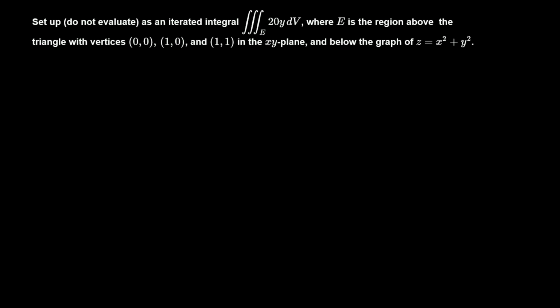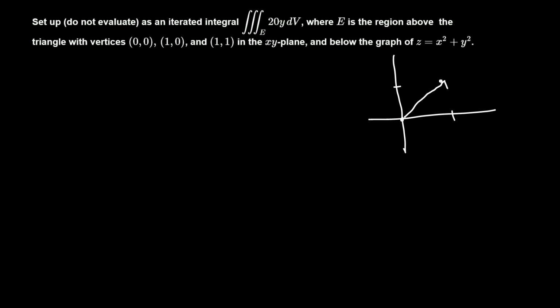We need to set up an iterated integral for this triple integral where the region E is above the triangle with vertices. So let's draw this triangle in the xy plane. We've got 0 0, that's the origin, 1 0 and 1 1.